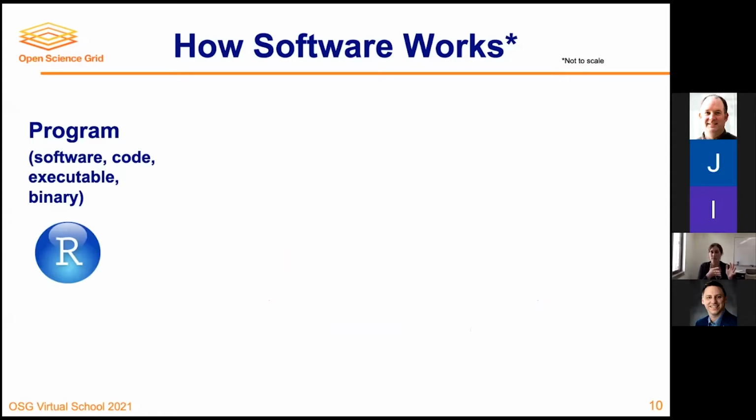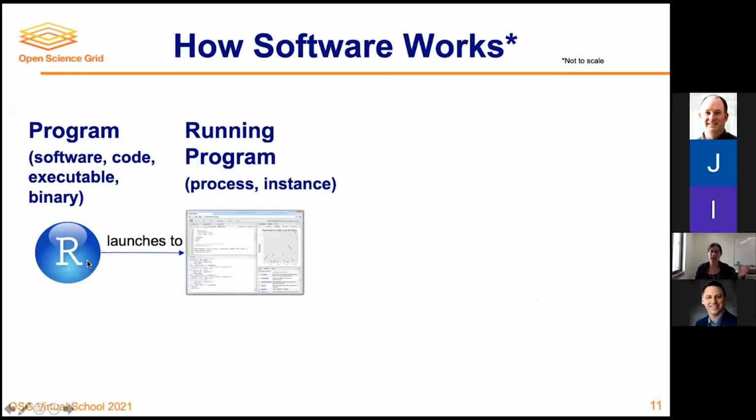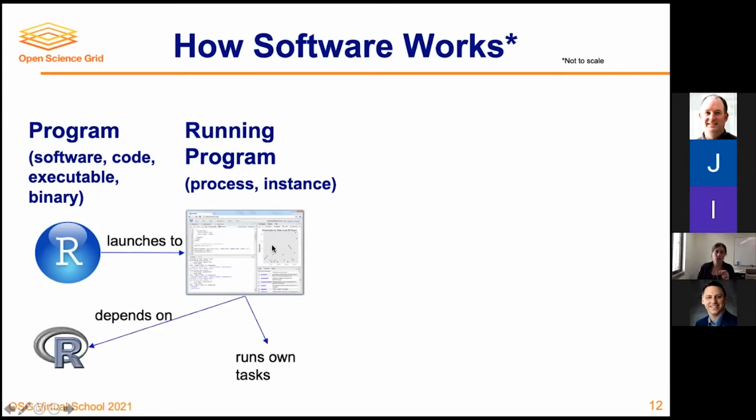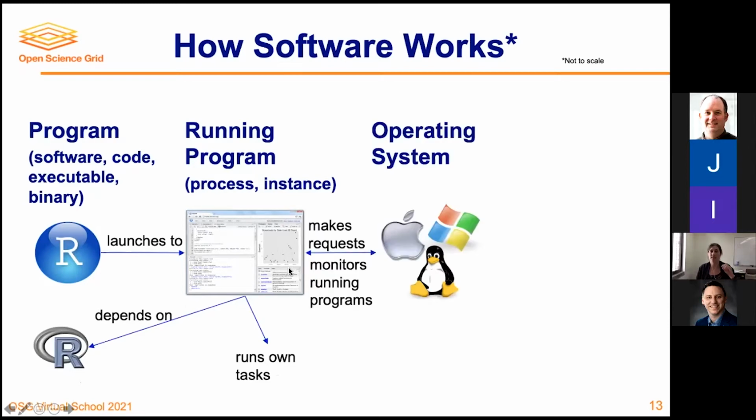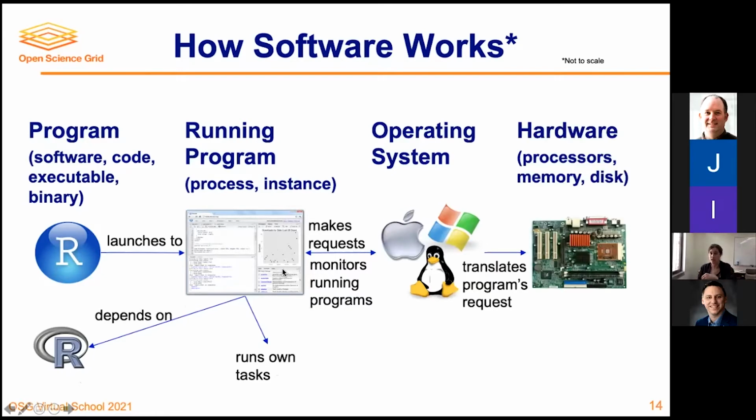Okay, thing number 2. Our program, as just stated, is a set of files. And I've included here some terms that I may use interchangeably in this talk to talk about underlying software files: code, executable, binary. When we run programs, those files launch into a running program, sometimes called a process or instance, which sometimes depends on different software files, runs its own tasks, interfaces with the operating system, and through the operating system can actually use the underlying hardware.